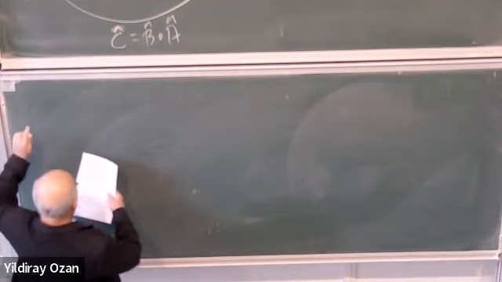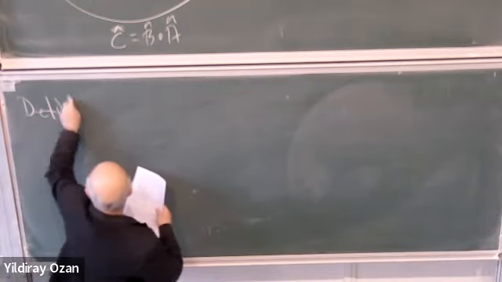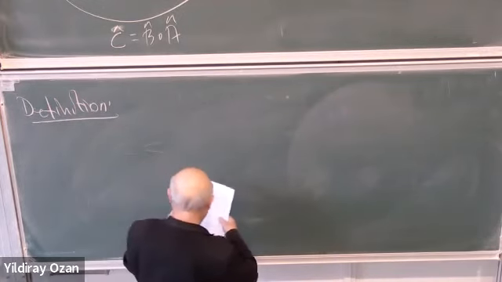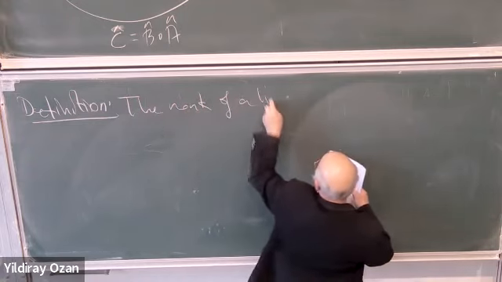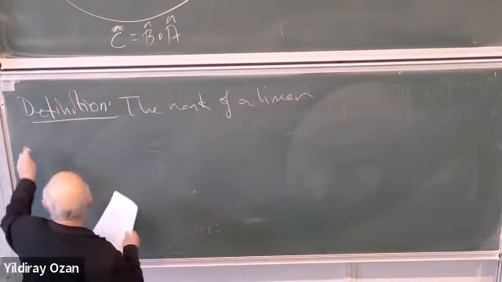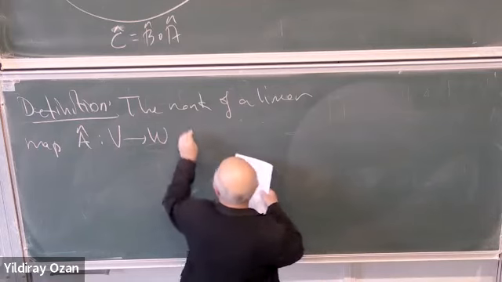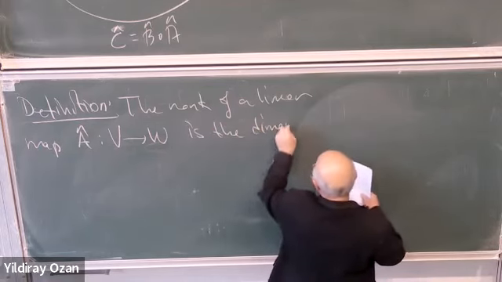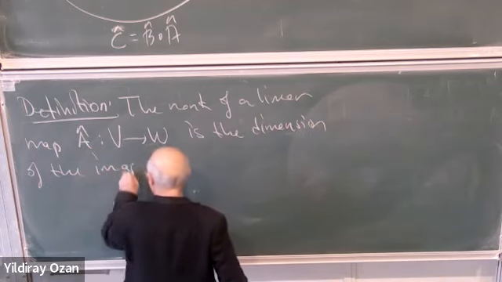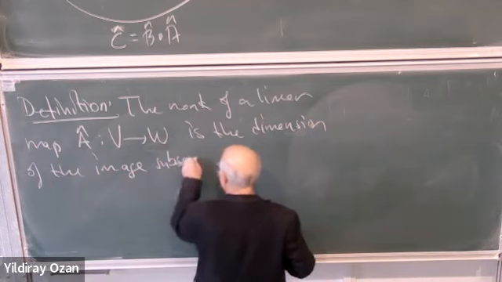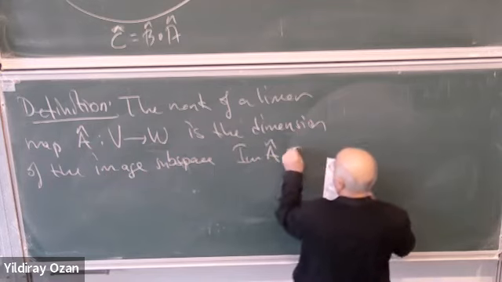Here is another definition. The rank of a linear map A hat from V to W is the dimension of the image subspace, which we denote by image A hat in W. Okay.